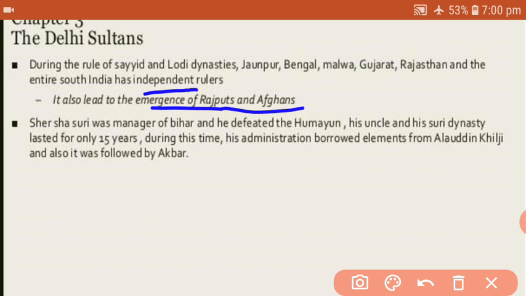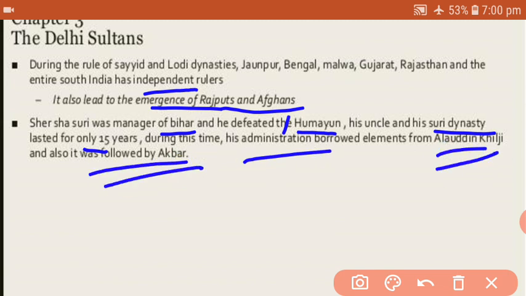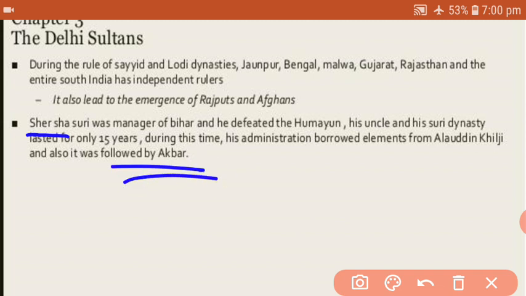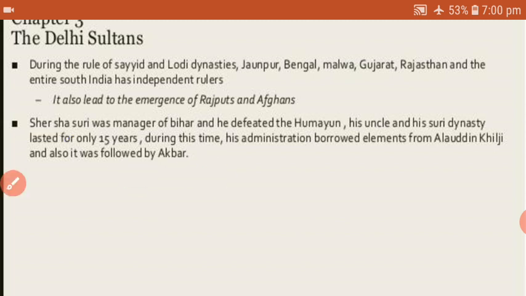Sher Shah Suri, as you can find, was manager of Bihar and he defeated Humayun. His Suri dynasty lasted for 15 years. During this time, his administration borrowed elements from Alauddin Khilji, and these were also followed by Akbar. Alauddin Khilji had introduced a number of reforms, and they were borrowed by Sher Shah Suri and later by Akbar also. They started working on the same rules and regulations.